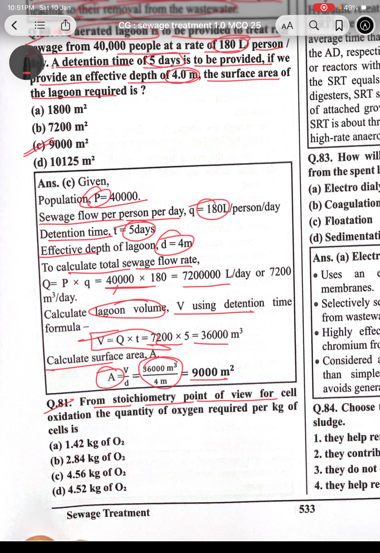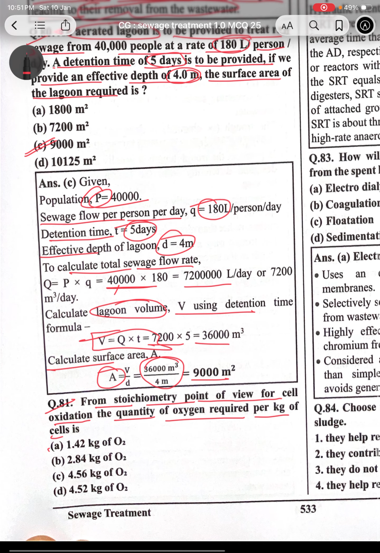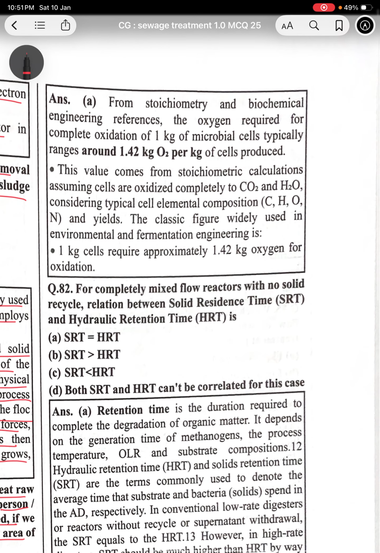From the stoichiometry point of view for the cell oxidation, the quantity of oxygen required per kg of cell is 1.42 CO2. For the stoichiometry and biochemical engineering reference, the oxygen required for the complete oxidation of 1 kg microbial cell typically ranges around 1.42 kilogram oxygen per kg cell produced.